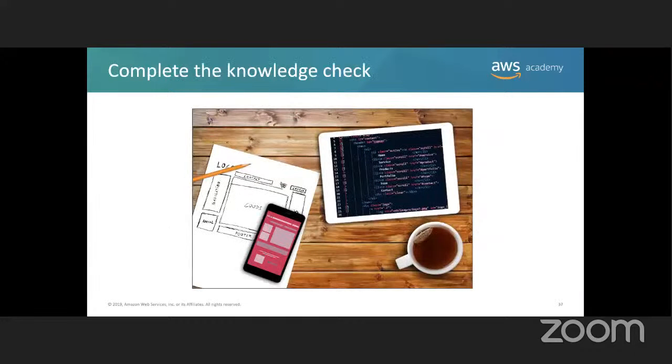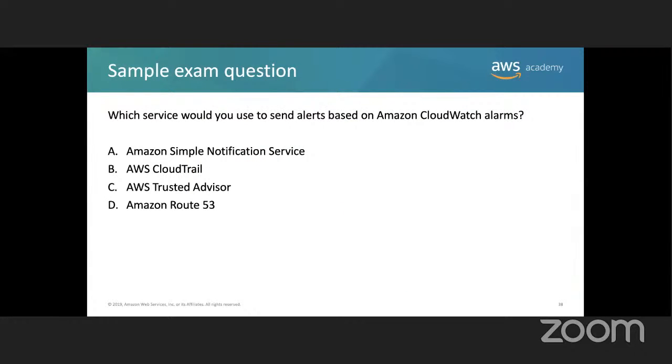Okay. So guys, I have a question for you here. Which service would you use to send alerts based on Amazon CloudWatch alarms? SNS. Okay. Simple Notification Service. And that's exactly what I used with my auto scaling. I got the emails, remember? I got the emails.